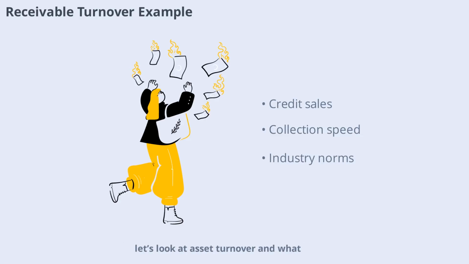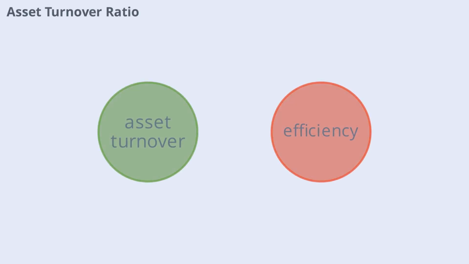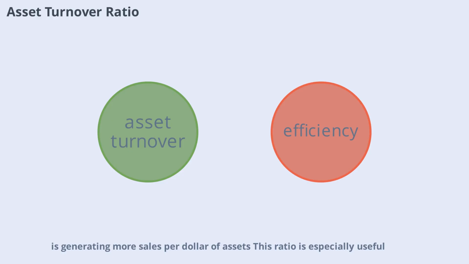Next, let's look at asset turnover and what it reveals about a company's use of assets. Asset turnover measures how efficiently a company uses its assets to generate sales. It's calculated by dividing net sales by average total assets. A higher asset turnover means the company is generating more sales per dollar of assets. This ratio is especially useful for comparing companies in asset-heavy industries.